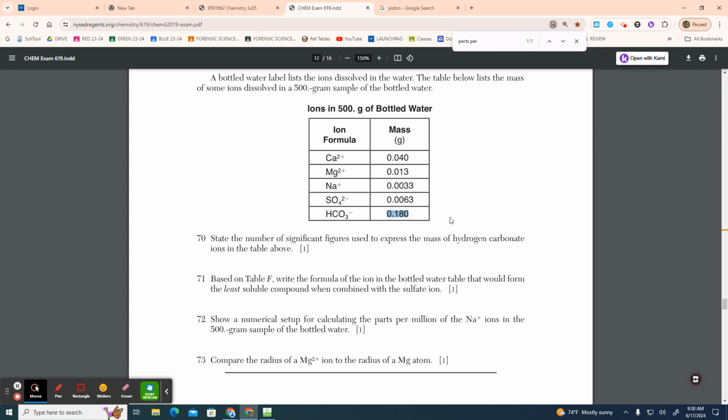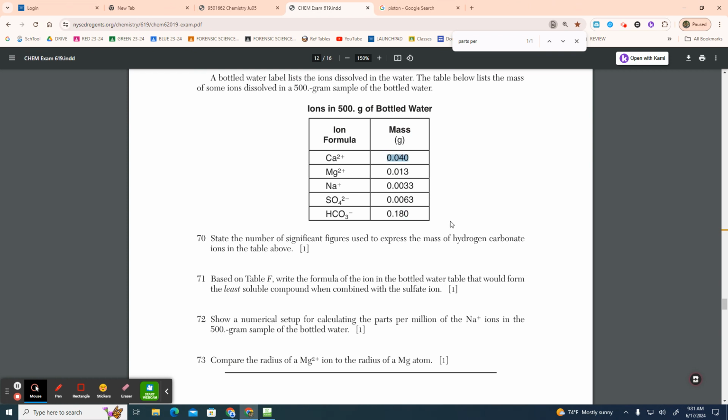This 0 doesn't count because it's before. No, it has nothing to do with the decimal. It's before the first non-zero digit, which is the 1. There are no sandwich zeros, and there is a 0 over here. This 0 does count because there's a decimal point. So, 3 sig figs.